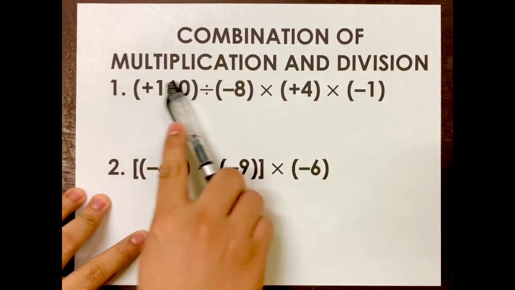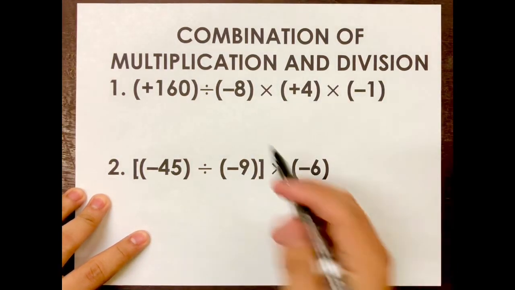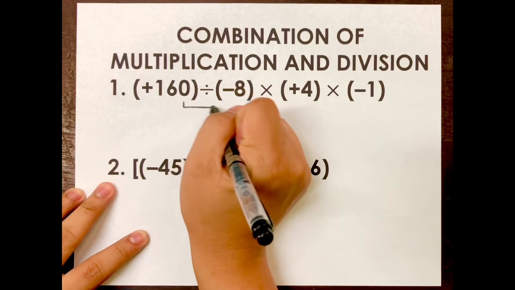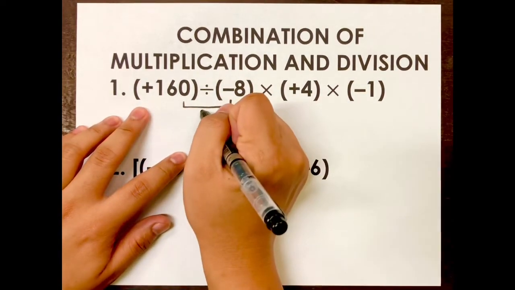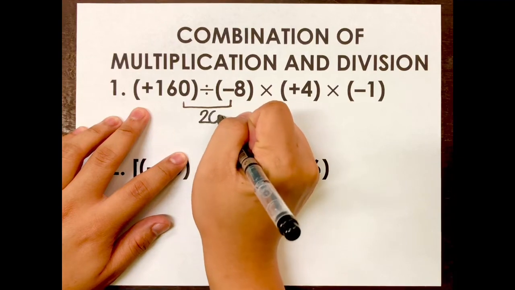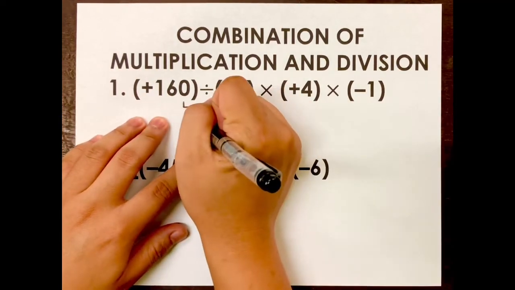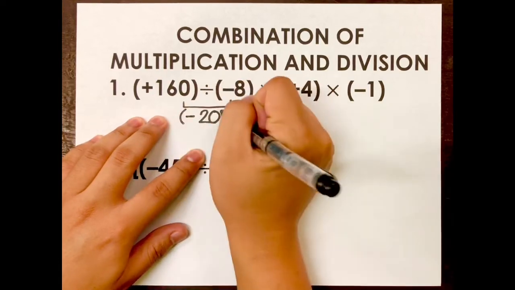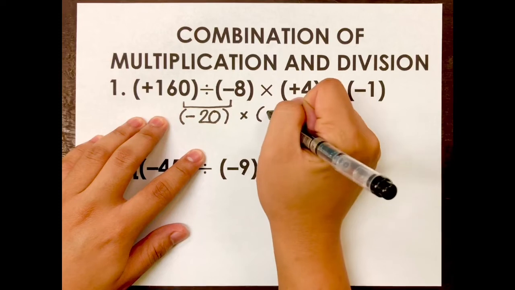Let us have problems involving combination of multiplication and division. For number 1, I would like to start with positive 160 divided by negative 8. 160 divided by 8 is 20. They are of different signs, so the quotient is negative. Then copy the remaining parts of the problem.